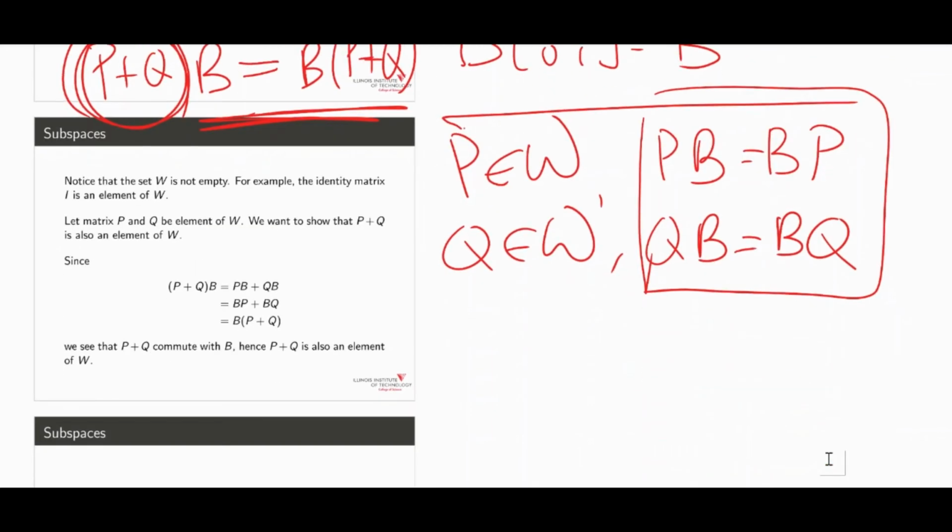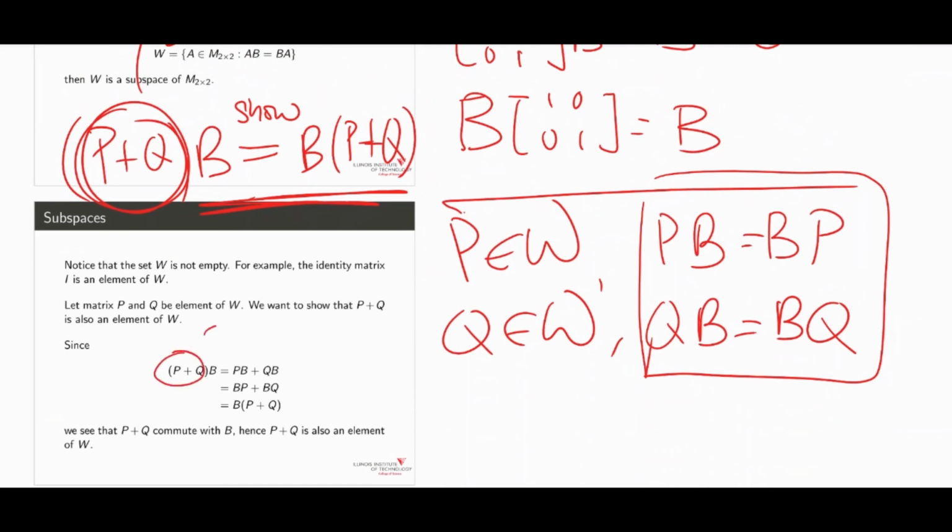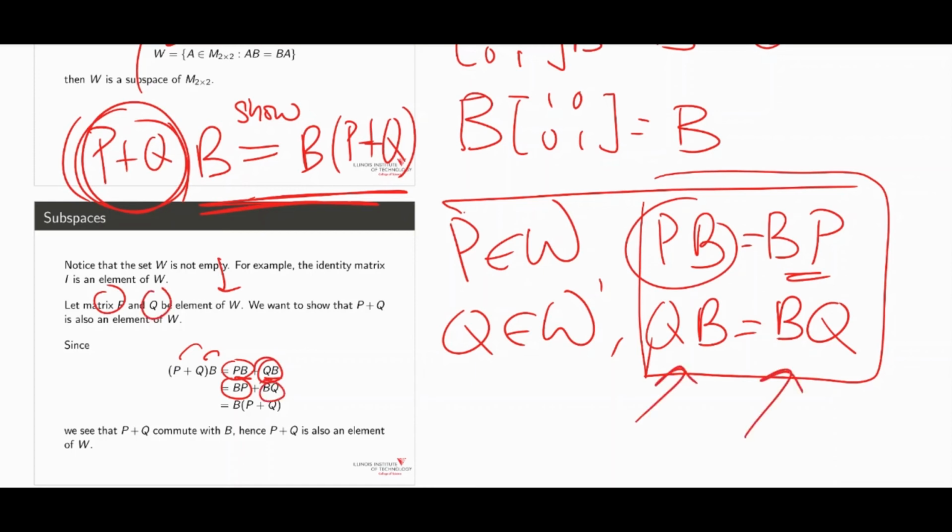Okay, so right here, this is what we want to do. We take P plus Q, multiply by B. So with matrix operations, we can distribute. That's the reason why you have that. And PB is BP. Why? Because your P is in W, so it commutes with B. QB is BQ. Why? Because again, your Q is in W, so it commutes with B. So now you have B on this side, which you can factor out, and then you get this.